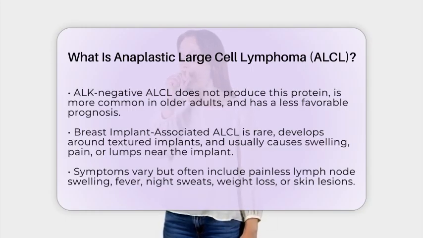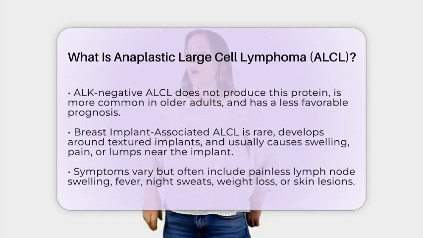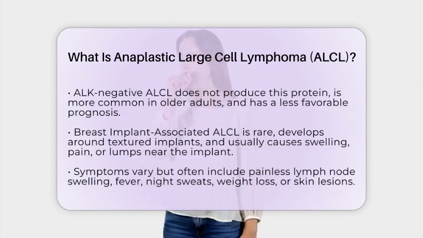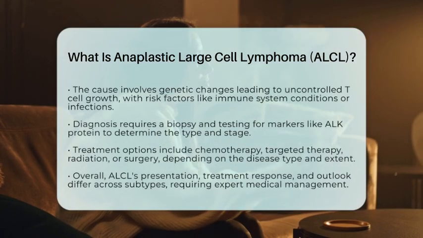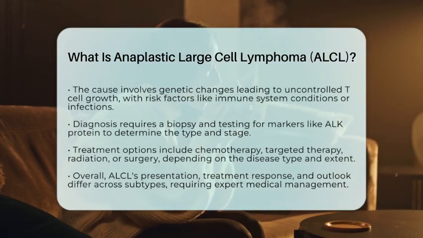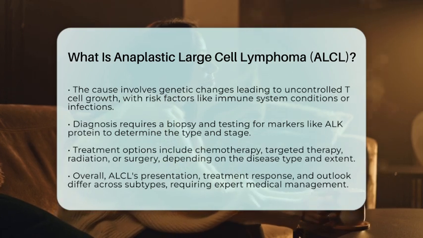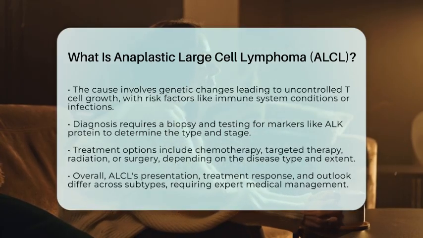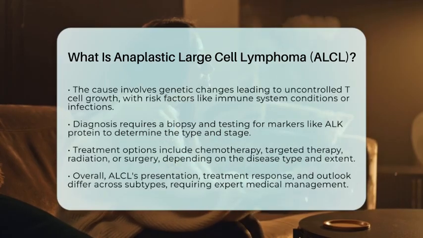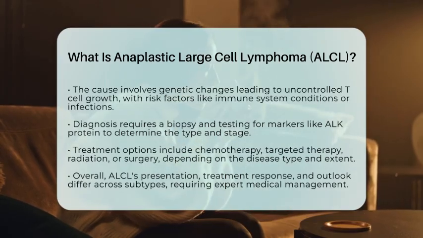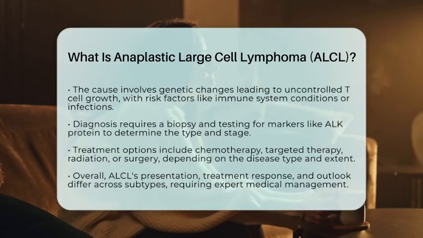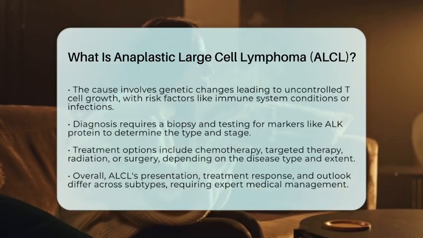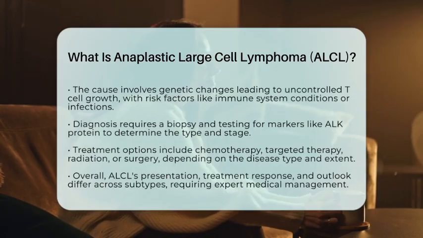The exact cause of ALCL is not fully understood, but it involves genetic changes that lead to uncontrolled growth of T cells. Some risk factors include immune system conditions or infections like HIV. In the case of breast implant-associated ALCL, chronic inflammation caused by the implant is suspected but not yet definitively proven. Diagnosis involves a biopsy of the affected tissue, with tests to determine if the cancer cells produce the ALK protein and other markers. Treatment options depend on the type and stage of the disease and may include chemotherapy, targeted therapy, radiation, or surgery, especially for the breast implant form.